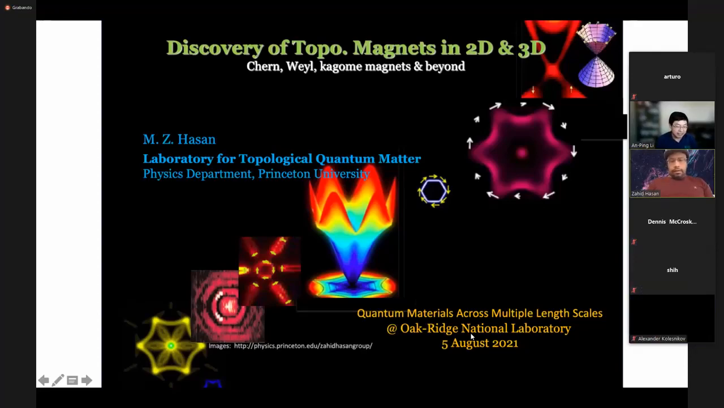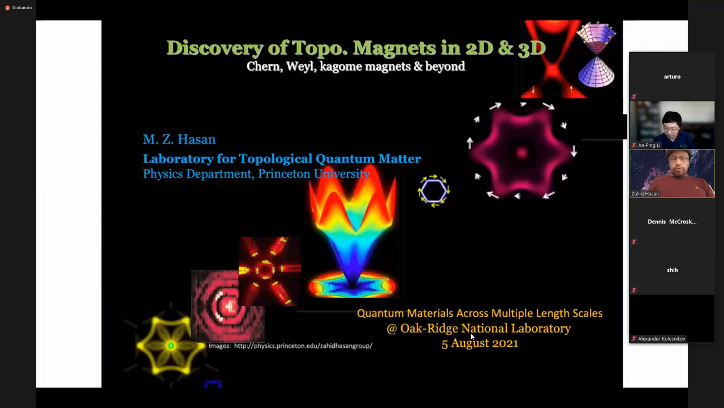Yeah. Okay, thank you, Anping, and organizers for giving me the opportunity to speak at this wonderful workshop. I was quite impressed by the facility overview at the Nano Center. It sounds wonderful, the future of quantum materials lying there. So I'm excited about that. Okay, so I will talk about these topological magnets in 2D and 3D. More technically, it's about Chern, Weyl, and Kagome magnets, and what is the physics frontier beyond that.